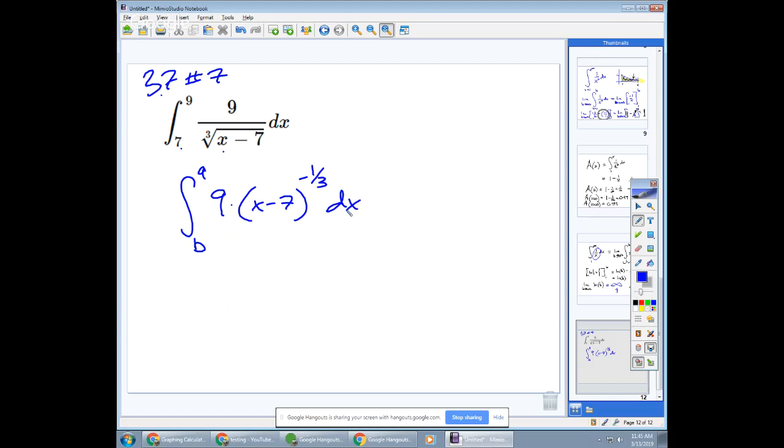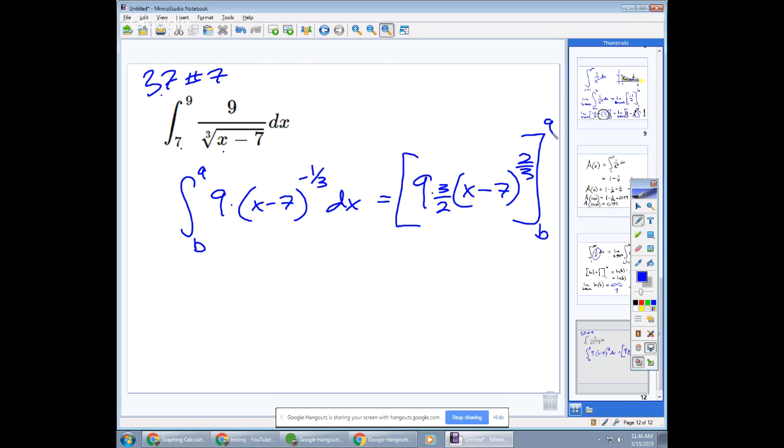What's an antiderivative for the power negative 1/3? We add 1 to it, right? So that's going to become 2/3. The 9 is hanging out. We're going to have an x minus 7 to the 2/3, and then we have to squeeze in a times 3/2, because we divide by 2/3, which gives me a times 3/2. And I want to evaluate that from b to 9.